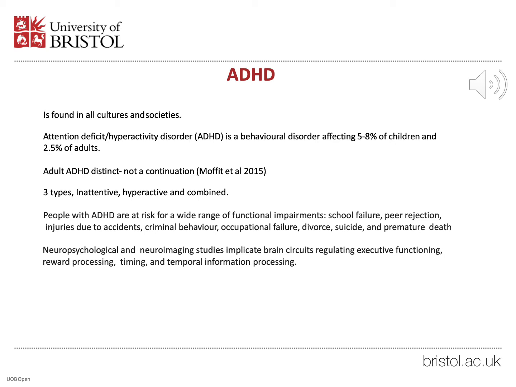People with ADHD are at increased risk of a wide range of functional impairments, such as failure in school, peer rejection, injuries due to accidents, increased risk of criminal behaviour or occupational failure, increased risk of divorce or suicide and premature death. Neurological studies seem to suggest that brain circuitry involving executive functioning, reward processing, timing, and the information processing in time appear to be affected.